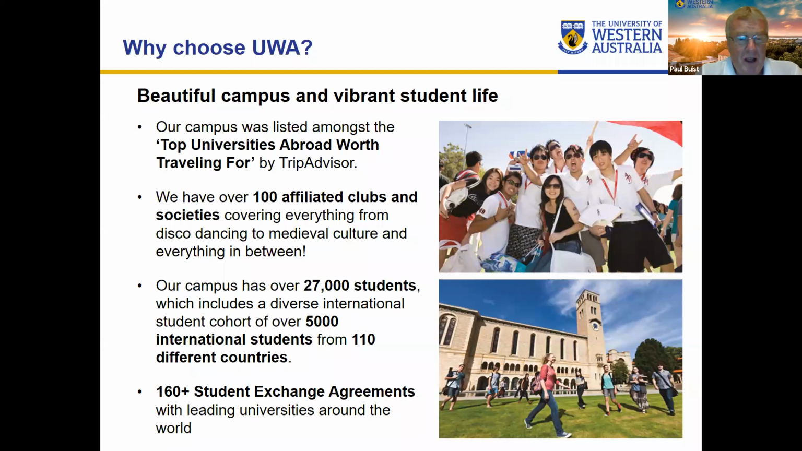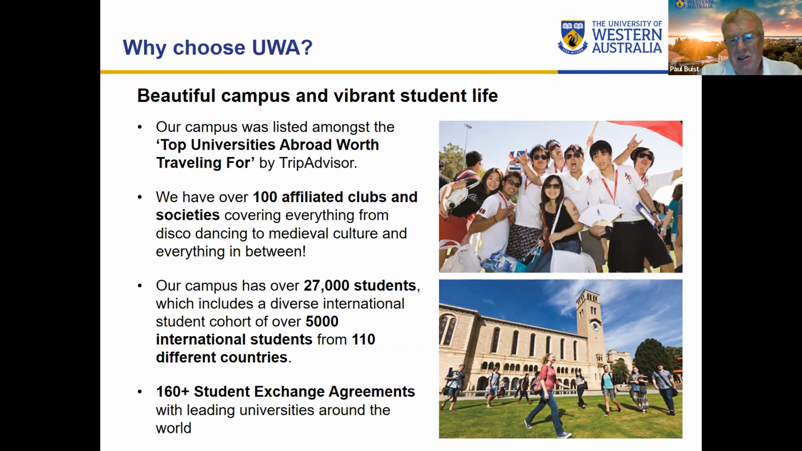As I mentioned before, the campus has over 27,000 students. Over 5,000 of these are international students from 110 different countries. So it's a very broad range, a very eclectic group of international students. We also have exchange agreements with a lot of different universities around the world. If you're an international student coming to UWA, you actually can go on exchange.